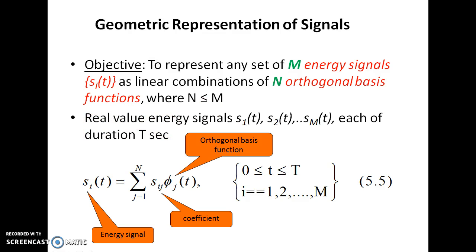Let's suppose you have some real valued signals denoted by s1(t), s2(t) up to sM(t), and each signal is an energy signal. Let us suppose they all are of duration capital T seconds. Any signal s_i(t) is a linear combination, so you have some coefficients multiplied by the basis functions and summation. If you expand this equation, s_i(t) will be equal to s_i1 phi_1(t) plus s_i2 phi_2(t) and so on. The value of i will run from 1 to capital M, the number of signals given to you.